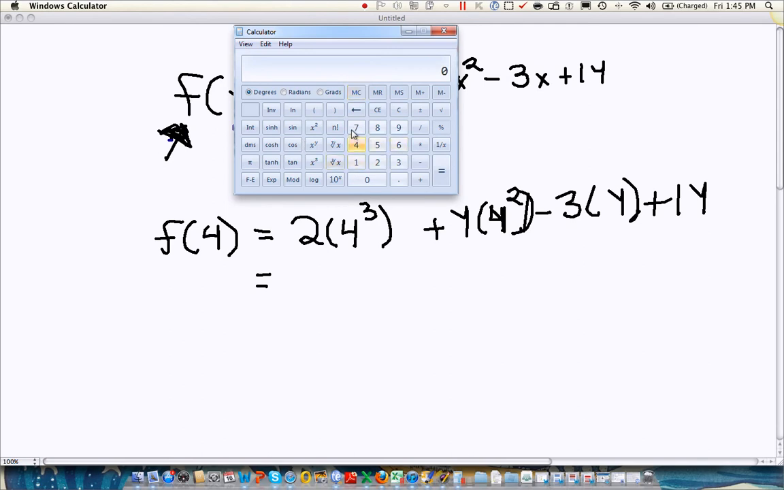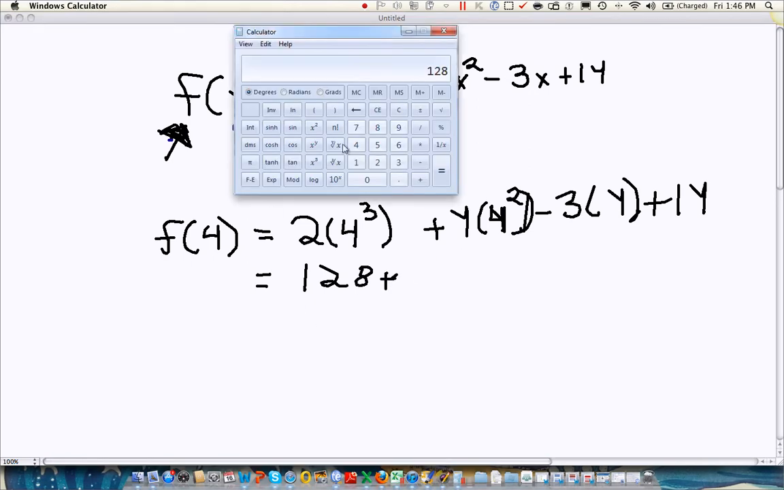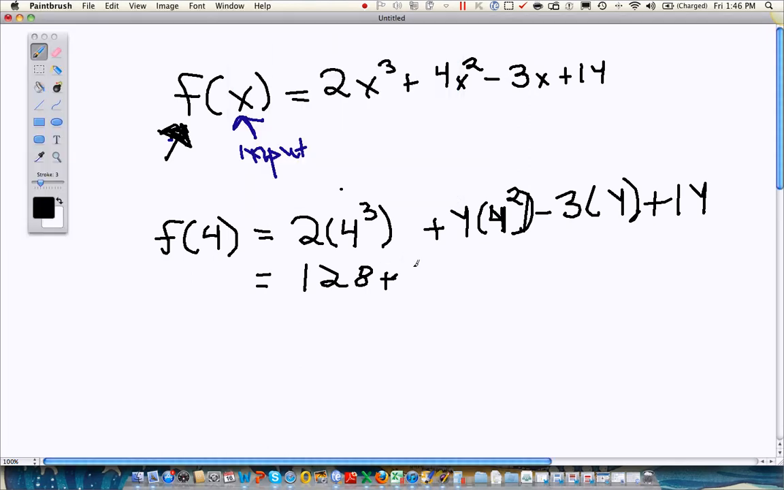And what I'm going to do is first cube the 4, and I have a cubed button right here, cubed is 64, then I'll multiply it by 2. And I'm going to get 128. And then I'm going to do the 4 squared. I'm going to clear this calculator out. 4 squared times 4 is 64. And actually 3 times 4 I can do in my head, so I'm going to use my head to do that, although you could use the calculator if you wanted to. And then I'm going to use the calculator for this.